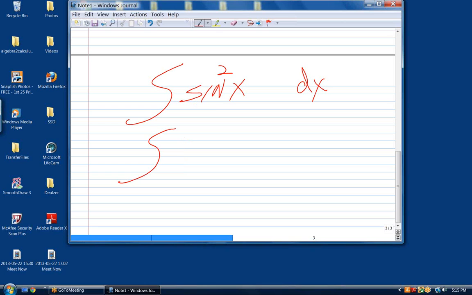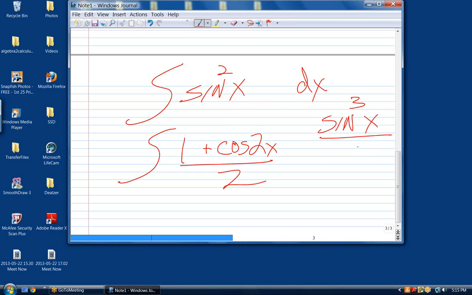But without the cosine, I don't have any way to find an antiderivative of that, except if I use the power reduction. So I have to be careful to not just take the antiderivative of that sine squared x based on the power rule. If you did, this is what you'd get. But now take the derivative of this, and you will not get that.